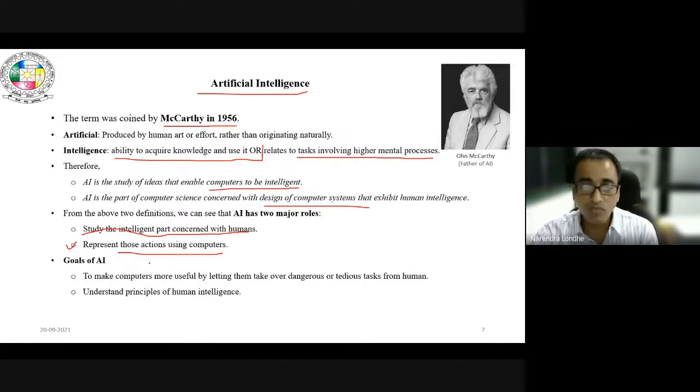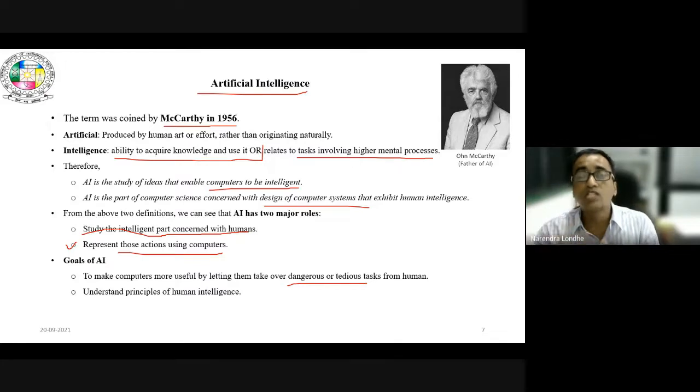What are the goals of artificial intelligence? What do we want? Yes, we want the computers to get more useful. They start to assist reliably and consistently to take over some important tasks. I will say important tasks, not dangerous or tedious, but important tasks. Like in healthcare, where we are actually related to the lives of human beings.